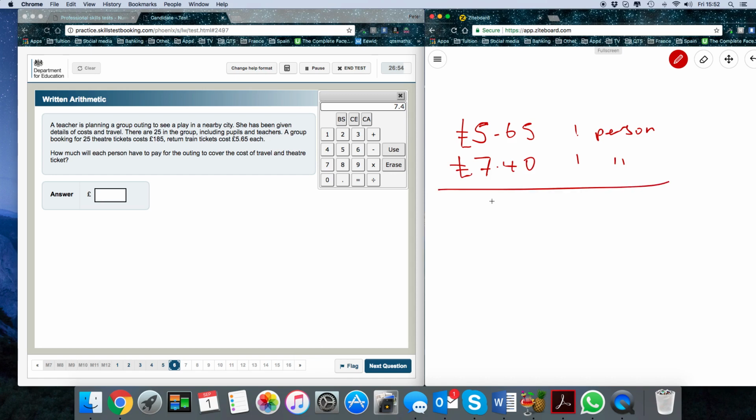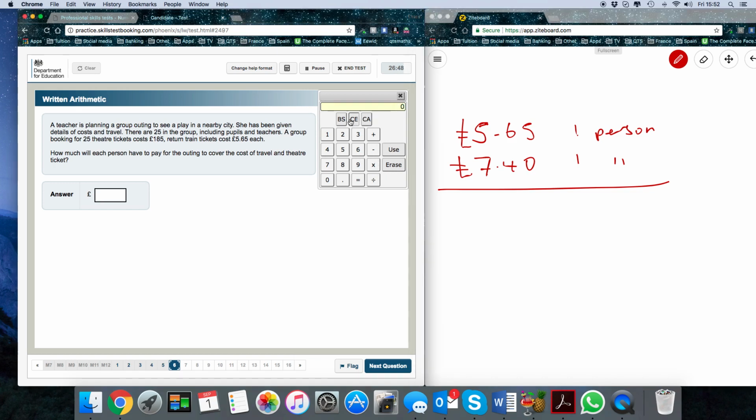So if they're the only costs, then we add those together. So 7.4, I don't trust these calculators, so I'm going to type it in myself. 7.4, you can put the 0 on the end, it doesn't really matter. You shouldn't really need to. Okay, it's £13.05.